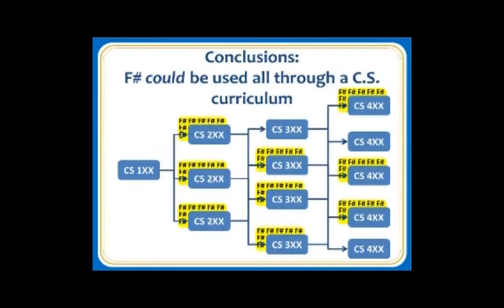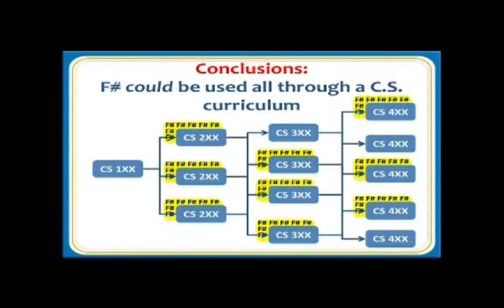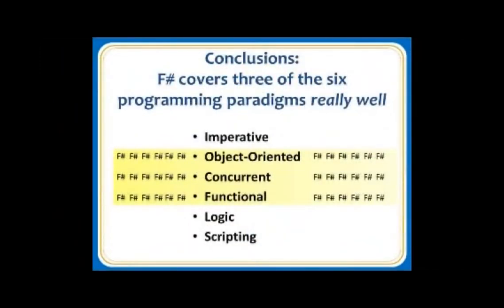So I want to argue that, because of that great coverage of paradigms, F# actually fits in the computer science curriculum practically all the way through. It could be used as a first programming language if you've got a university that believes in teaching students the functional paradigm first. But if not, then it can certainly be used in the second year courses. It can be used in the third year courses and all the way through to, for example, as Peter was just showing, a compiler course in the fourth year. It's got places everywhere in your curriculum. So it covers three of the six paradigms really well.